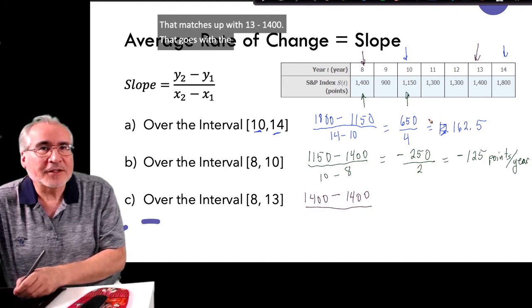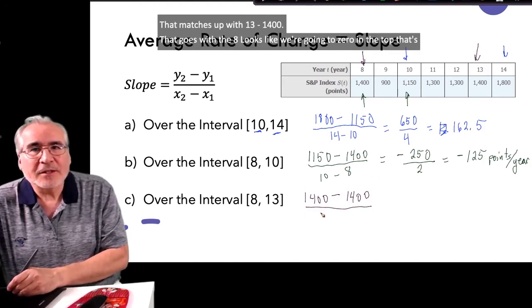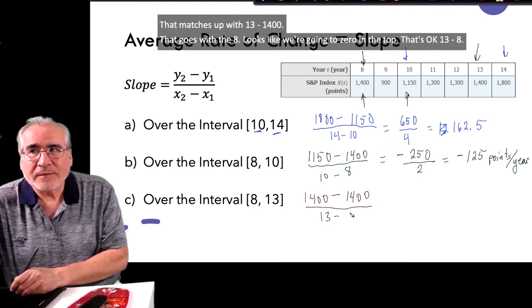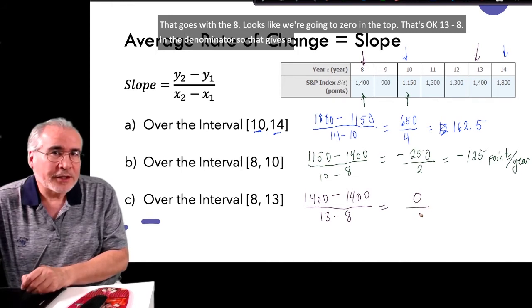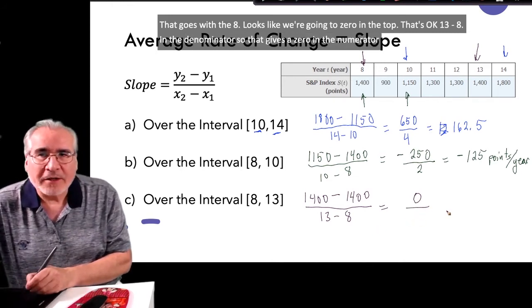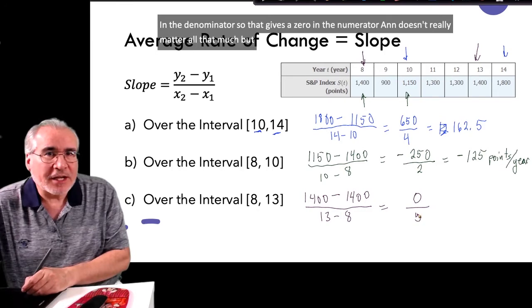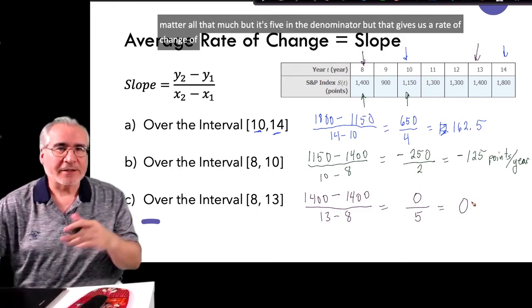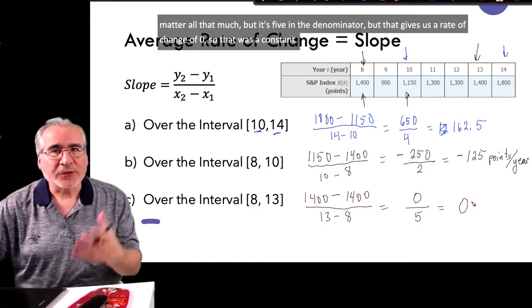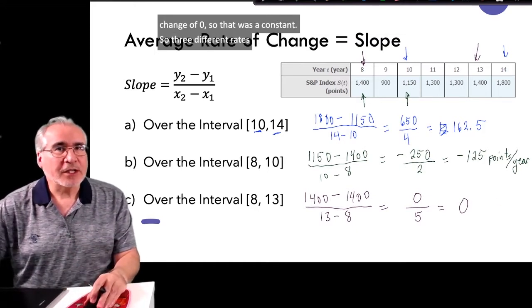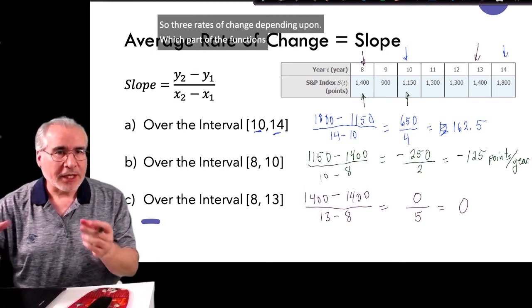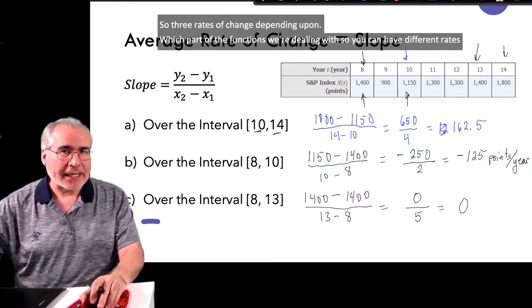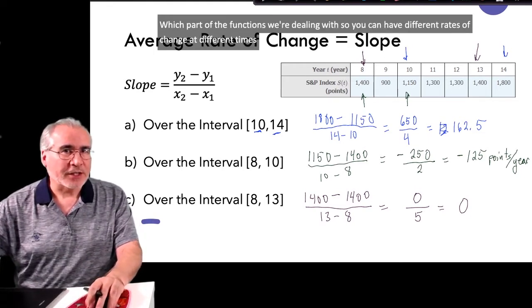Looks like we're going to get 0 on the top. That's okay. 13 minus 8 in the denominator. So that gives us 0 in the numerator, and doesn't really matter all that much, but it's 5 in the denominator, but that gives us a rate of change of 0. So that was a constant. Okay, so 3 different rates of change depending upon which part of the function we're dealing with. So you can have different rates of change at different times, different years from one year to the next, average rates of change.